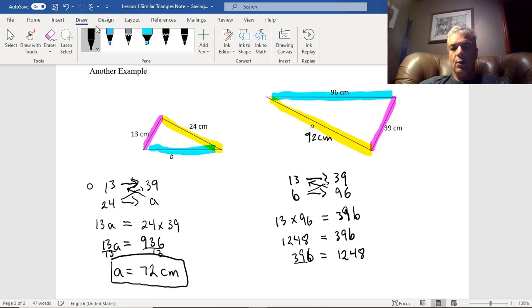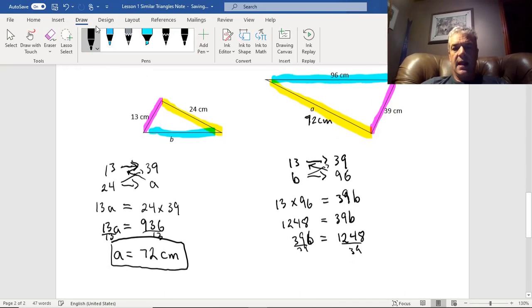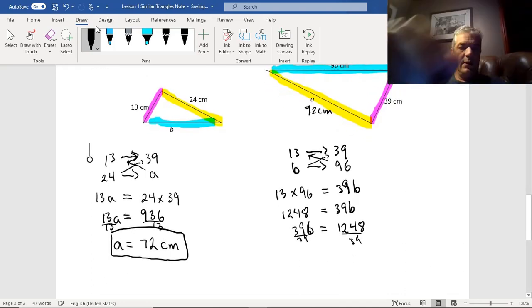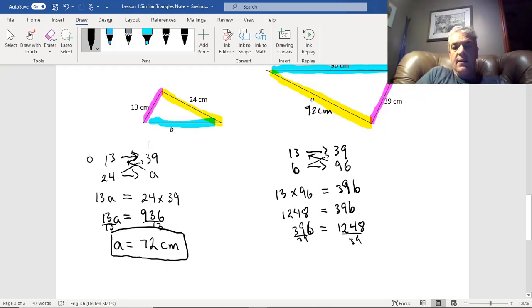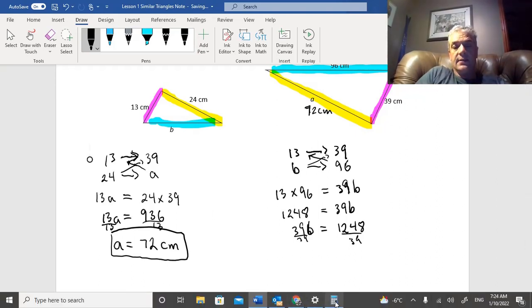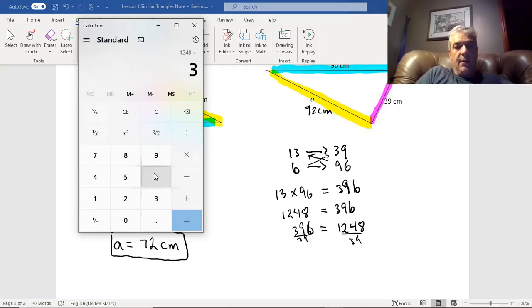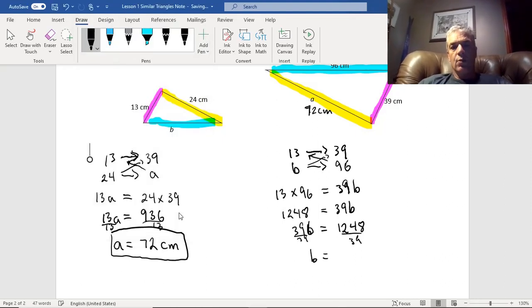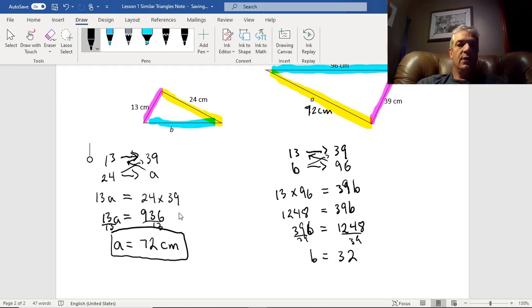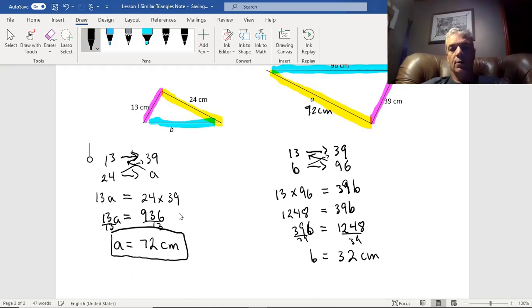And now I'm going to divide both sides by 39, and I should have my answer here. I just rolled my screen up a little bit, divide both sides by 39. Let's go to my calculator again because I don't know that in my head too easily, so I divide by 39, and I get the answer of 32. So B equals 32, okay? And now I put my units on again. I look for the units in that triangle. They're centimeters, so it'll be centimeters, and I put a box around it.